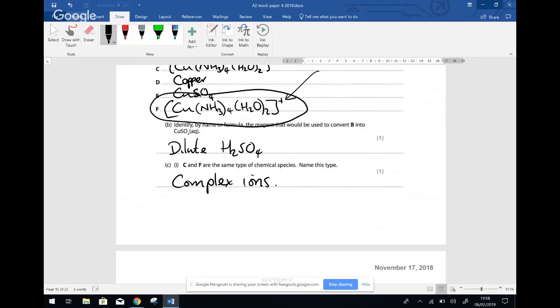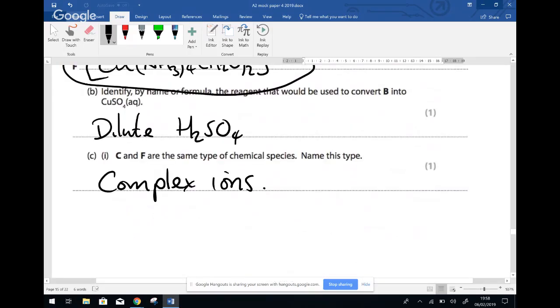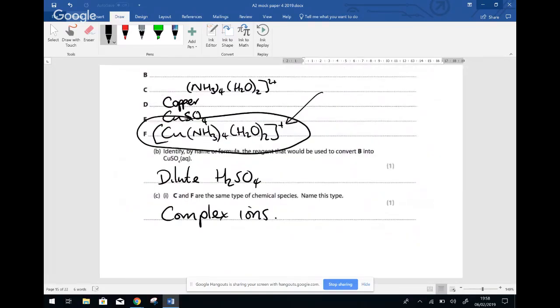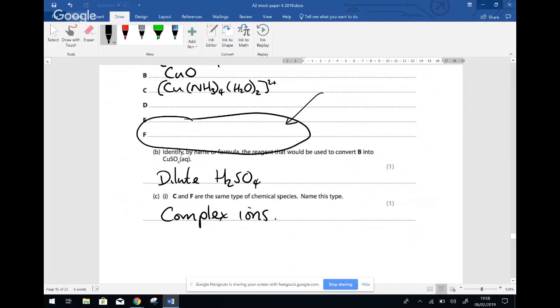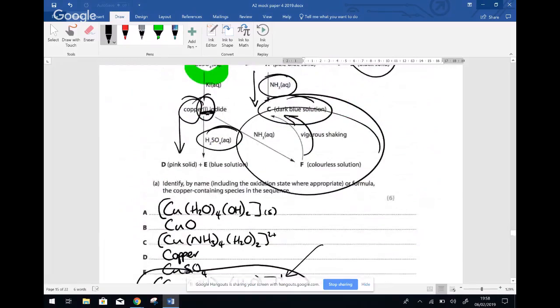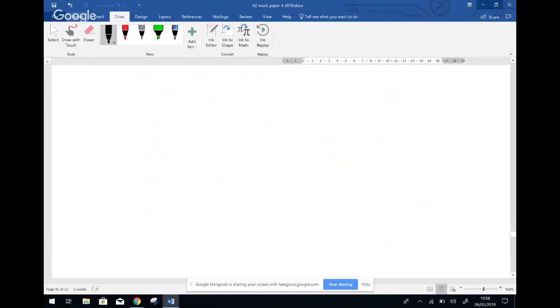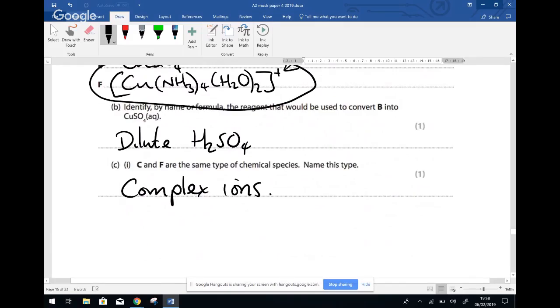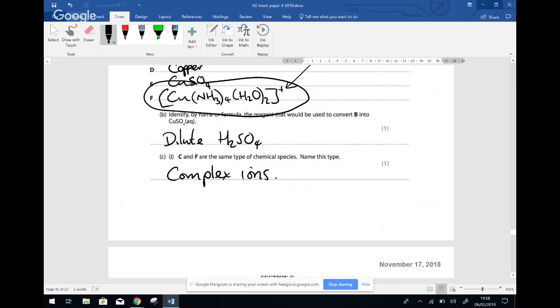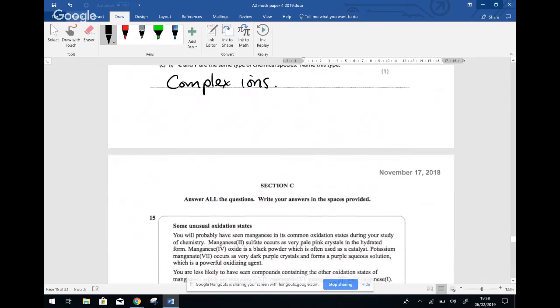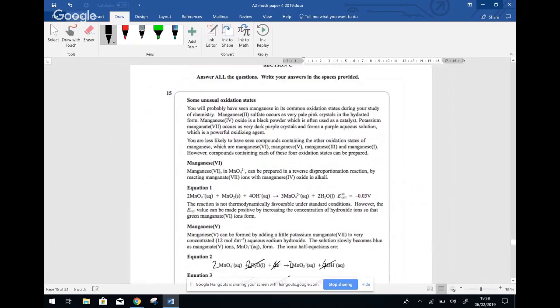C and F. This question made me think, because I was like, hang on, C and F. What's special about C and F? F's a complex, C's a complex, but A's a complex, and B's not, B's an ionic solid, but E's a complex too. I took a stab because I thought it was a stupid question, but the answer was complex ions on the mark scheme. I was like, that's a trick question. Now, why C and F? I don't know. Right, next.